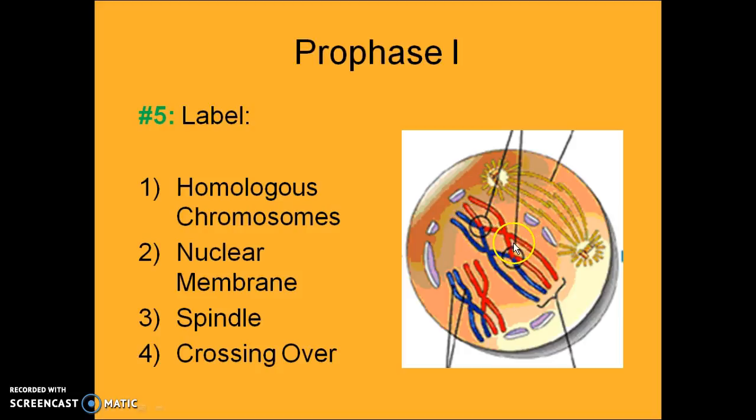We haven't talked about this yet, but this is called crossing over. And it's when the homologous chromosomes come together and they exchange sections of DNA. So you see that the red part of this chromosome has now attached to the blue chromosome. And the blue part from this chromosome has attached to the red chromosome. That's crossing over, or the exchange of DNA between homologous chromosomes.